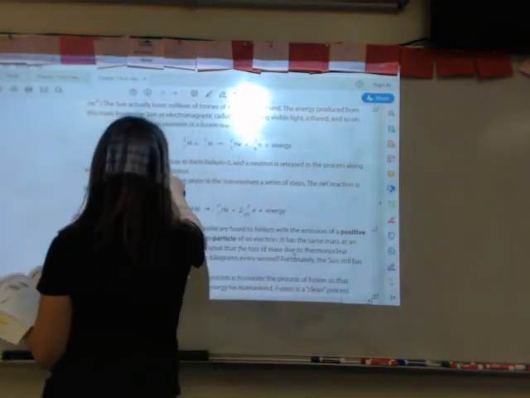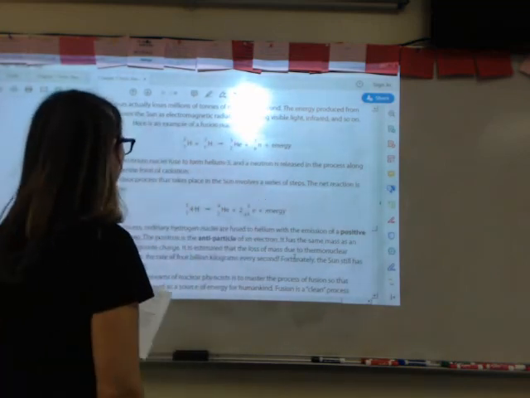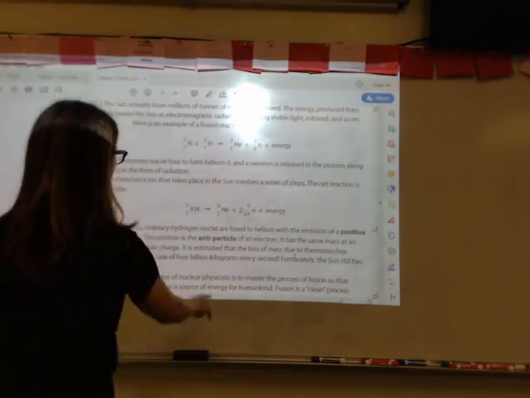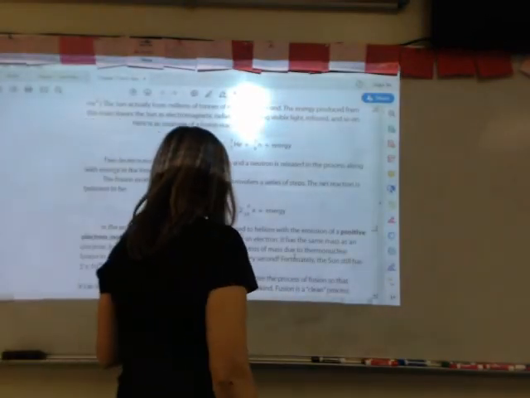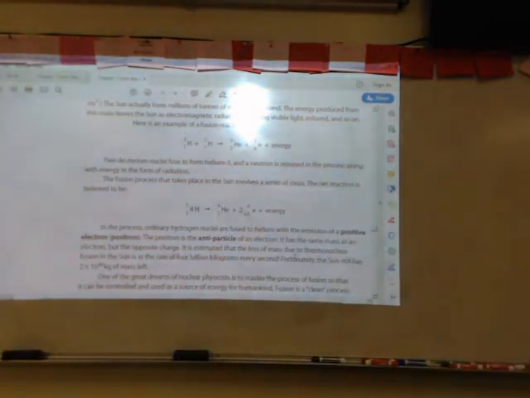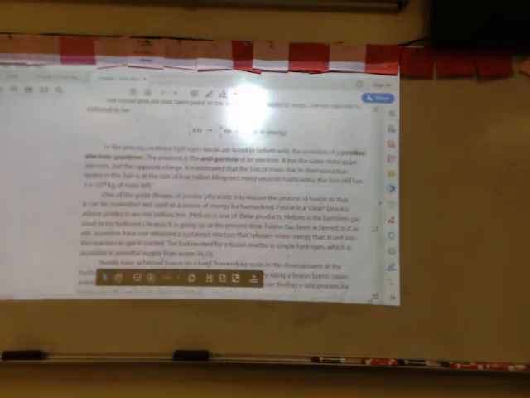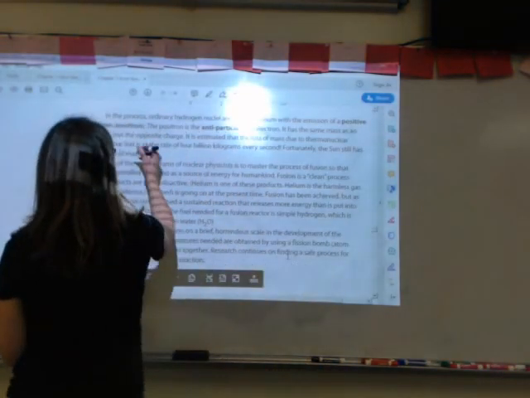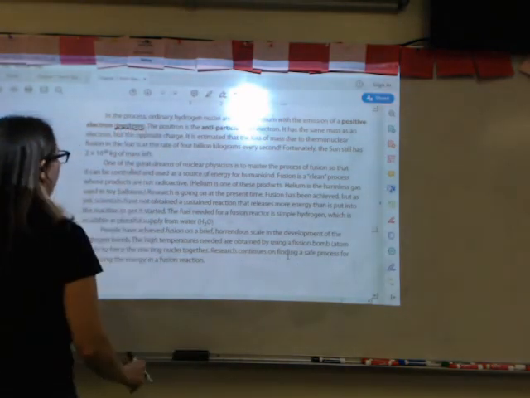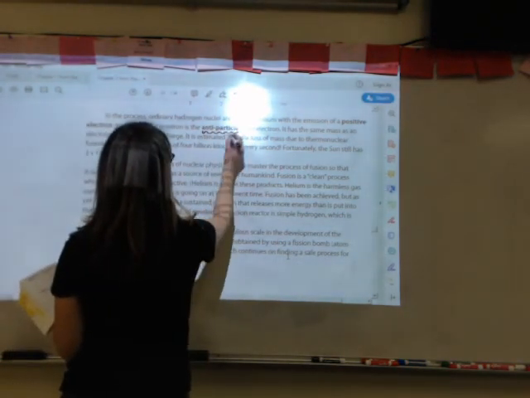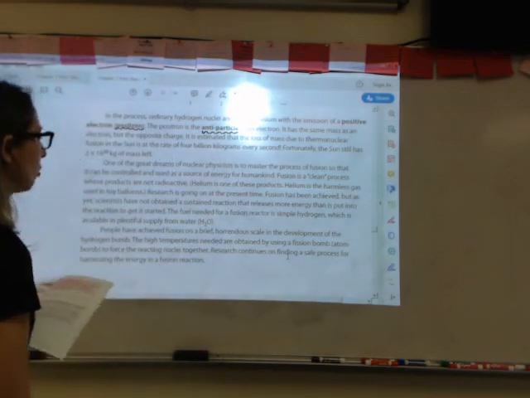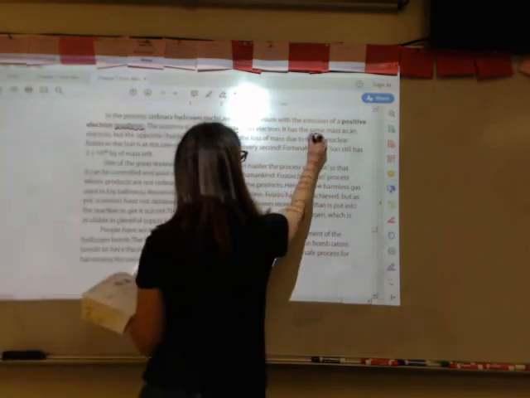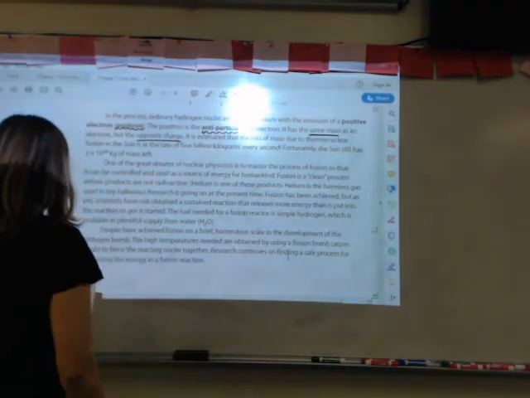This is an example of a fusion reaction here. And the fusion reaction that takes place in the sun involves a series of steps. The net reaction is actually believed to be this one right here. Now, ordinary hydrogen nuclei are fused to helium with the emission of something called a positron, which is a positive electron. And the positive electron, positron, is the antiparticle or antimatter of an electron. It has the same mass, but an opposite charge.